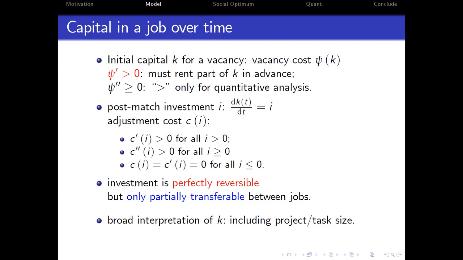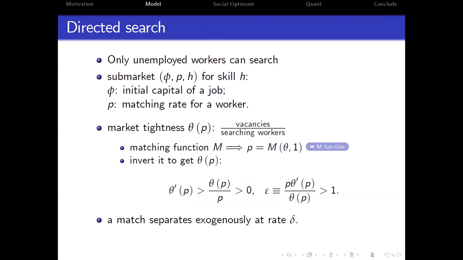All right, search is directed, and that's modeled in the usual way. So here, I don't have on-the-job search. On-the-job search is interesting. It's actually quite a bit more difficult than the current one I'm writing up. So only unemployed workers can search.